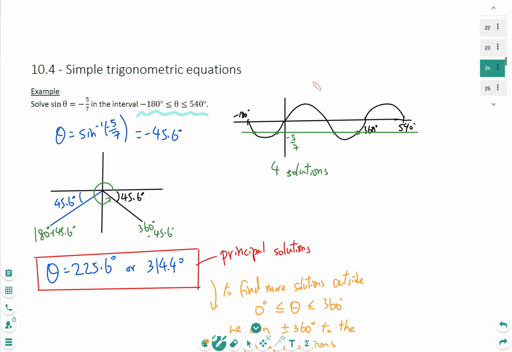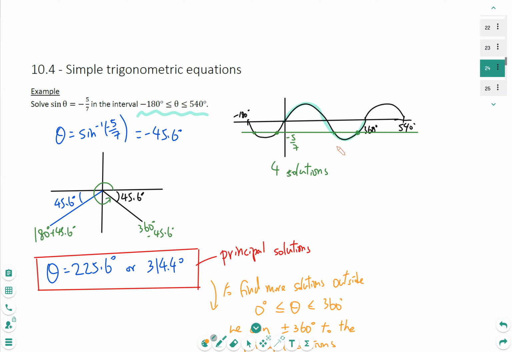What we're trying to do in here is find the principal solutions in this region of the graph. You can see after 360°, that's the beginning of another cycle, and before the 0° is another cycle. So the principal solution is the first cycle. If we add 360, we can find solutions in the next cycle and the following cycles, etc. But if we minus 360, we can work out the answers in the previous cycle.